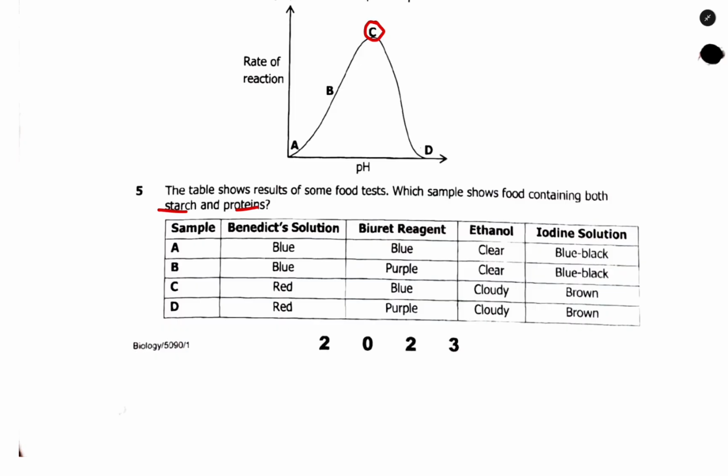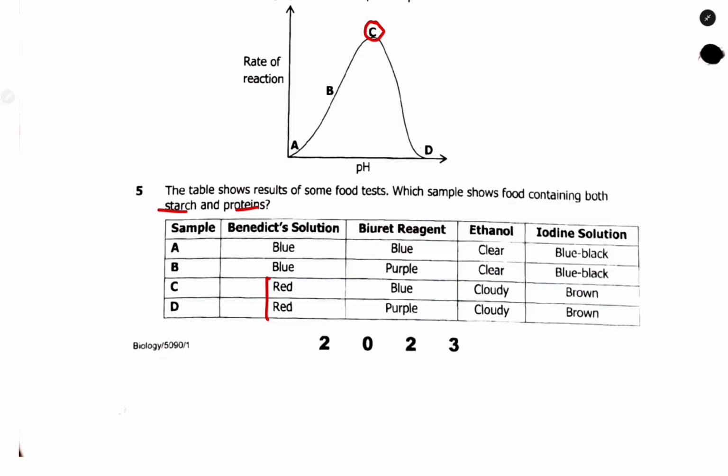Now, last time I guided you on how to cancel out answers. There will always be 2 answers that are totally wrong. Benedict solution tests for reducing sugar, and its presence turns the solution red or brick red. So these that have turned red, automatically they are wrong. So we deal with the remaining ones. Absence of reducing sugar shows the blue color in Benedict solution. So what I'm trying to say is that if Benedict solution is blue, then the result is negative.